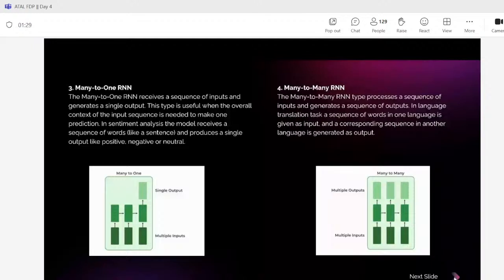And many to many RNN. They process a sequence of inputs and generate a sequence of outputs. In a language translation task, a sequence of words in one language is given as input, and the corresponding sequence in another language is generated as output. So it's many to many inputs and outputs. It's mainly found in language translation tasks.